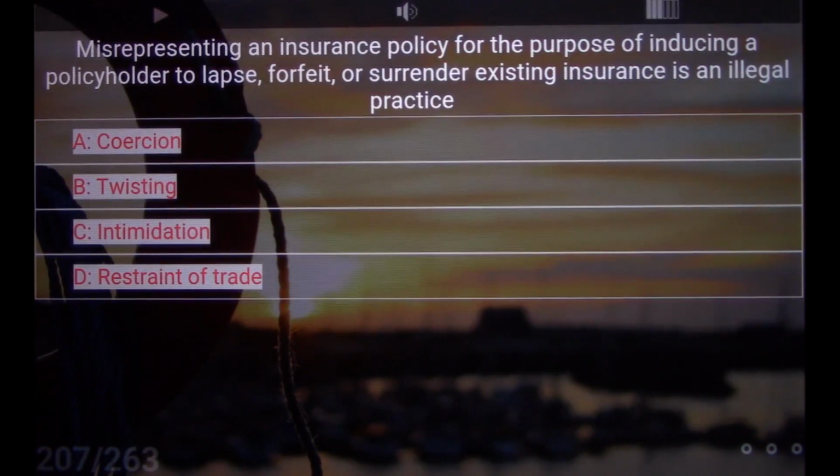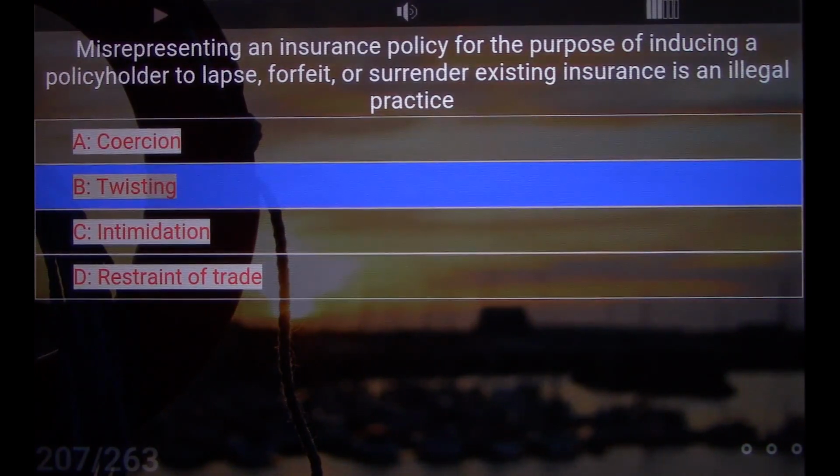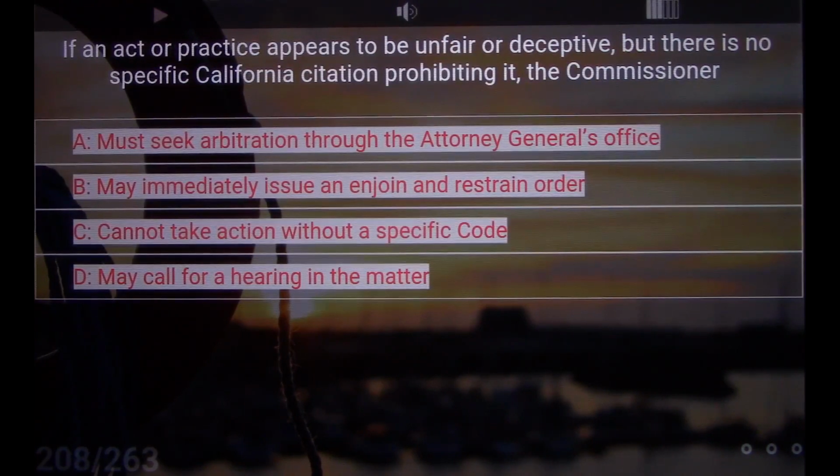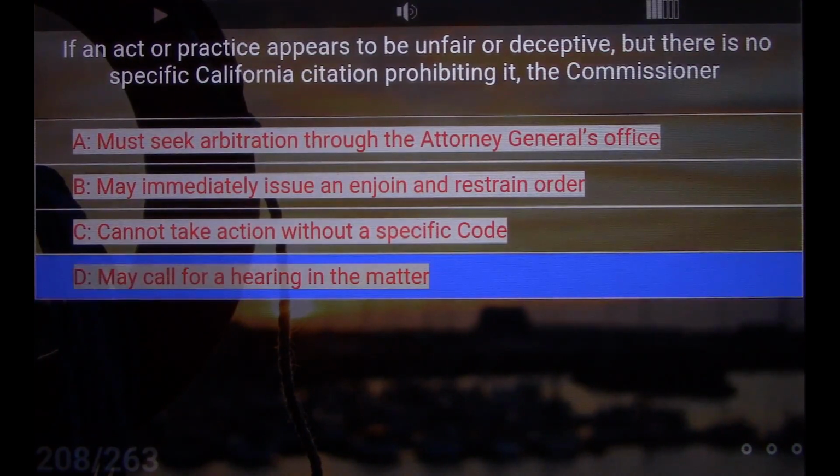Misrepresenting an insurance policy for the purpose of inducing a policyholder to lapse, forfeit, or surrender existing insurance is an illegal practice. B. Twisting. If an act or practice appears to be unfair or deceptive, but there is no specific California citation prohibiting it, the Commissioner D. May call for a hearing in the matter.